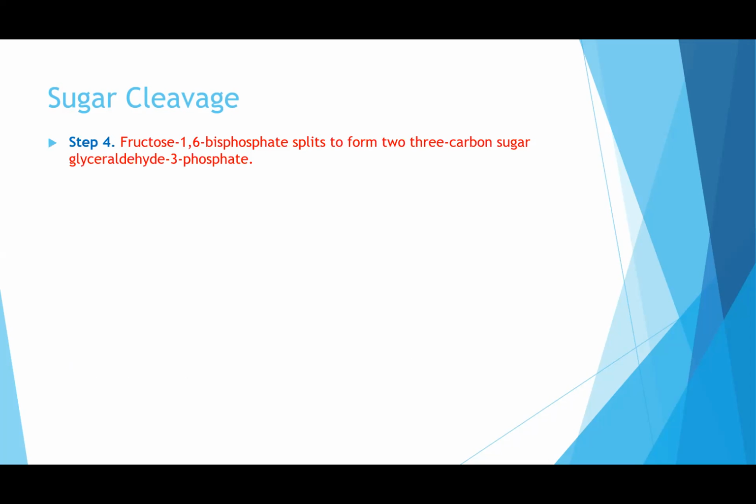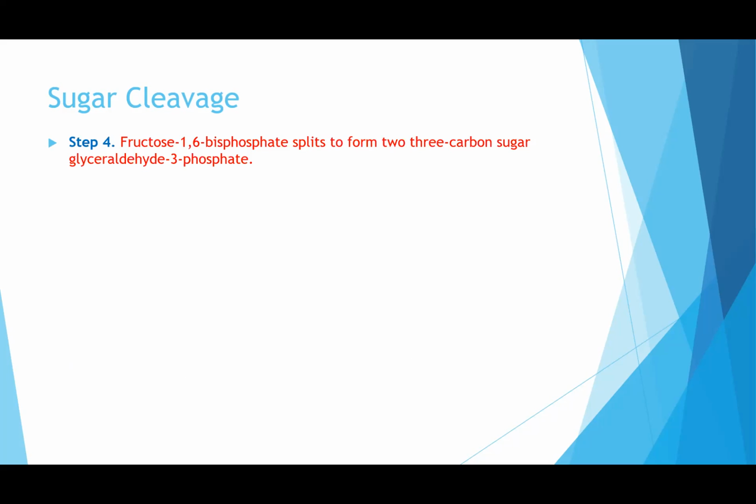Energy investment means one hexose bisphosphate. So you can say that the substrate of sugar cleavage is now fructose bisphosphate. Fructose bisphosphate has two phosphate groups. That's why we say fructose 1,6, meaning two phosphates, one on carbon number 1 and the other on carbon number 6 of the fructose molecule.